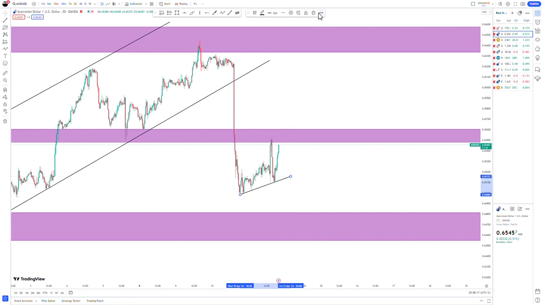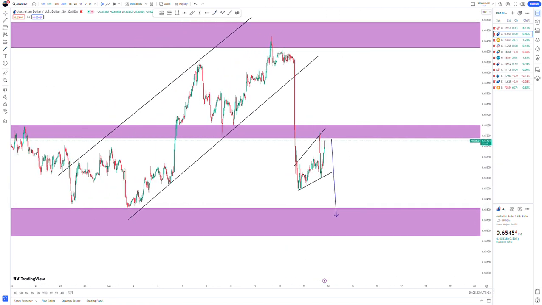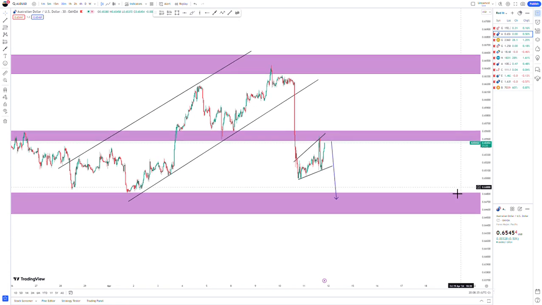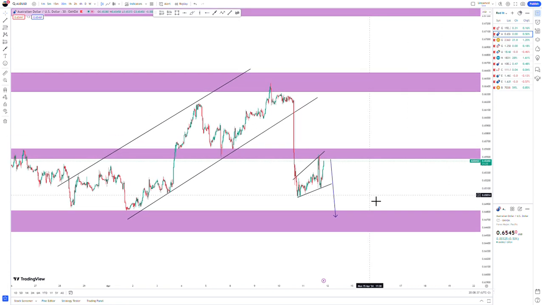Now we're able to get this pattern, a continuation pattern. I'm looking for the market to probably drop from here to this area right here. Because if you look at this, the selling pressure is still there because we broke this key level, we're trading below it. We had to come back, retest it, and now we're going to be looking for signs of rejection.